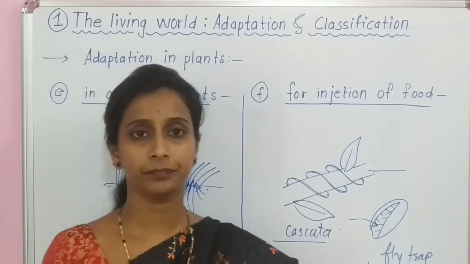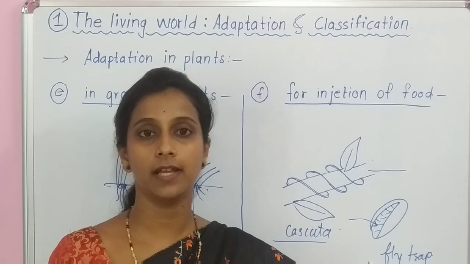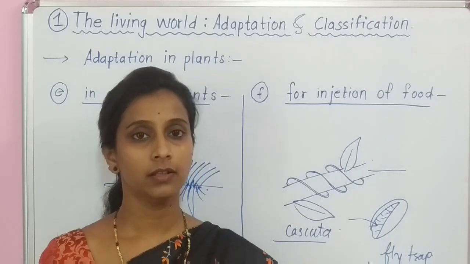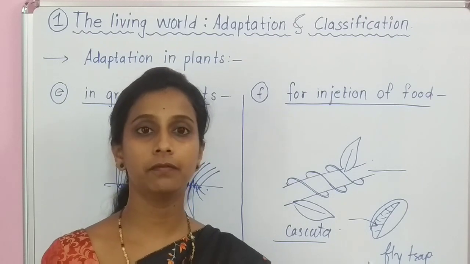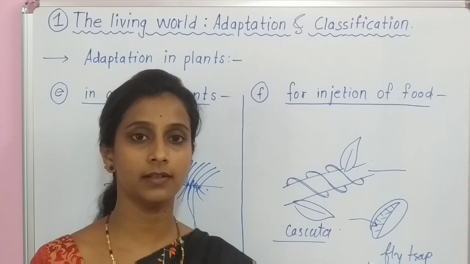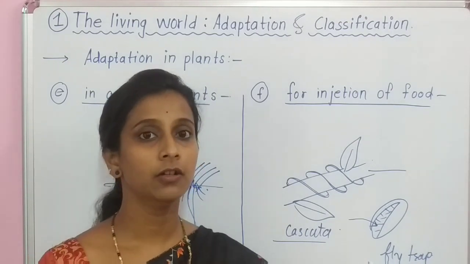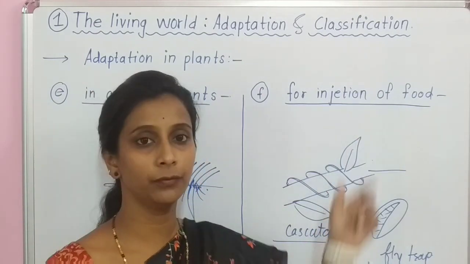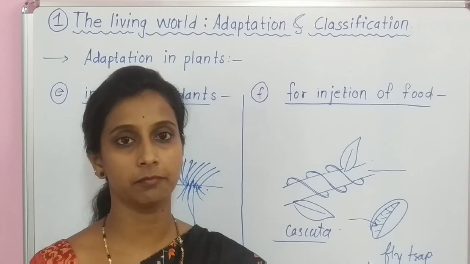Now the next example is fungi. We know fungi are a type of plant. They also do not make their own food, and to get the food they depend upon materials like chapatis, bread, etc. They grow on this type of material for the ingestion of food. So in this way the adaptation in plants takes place.